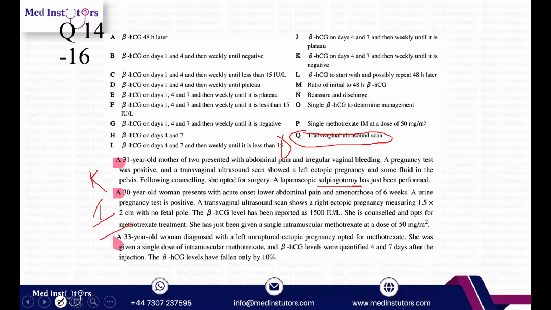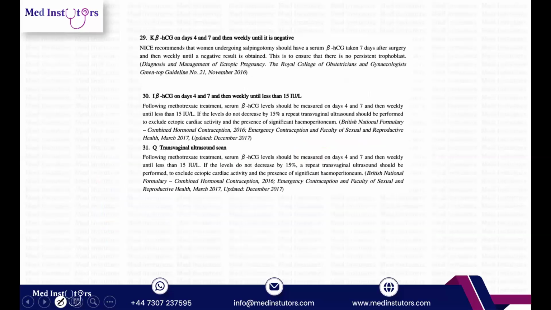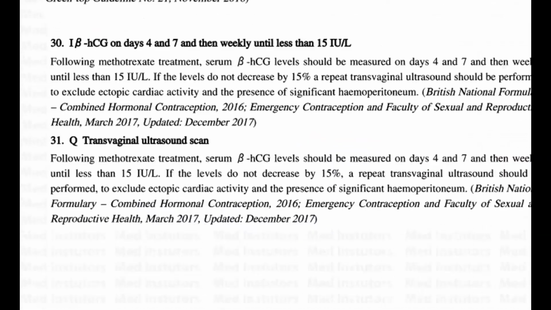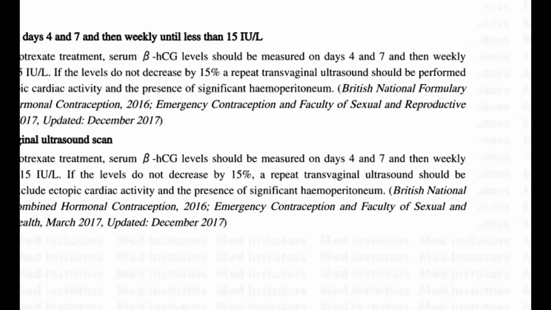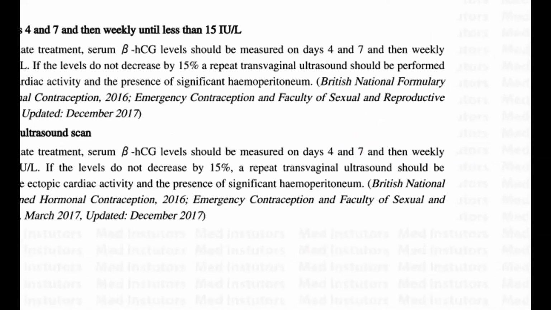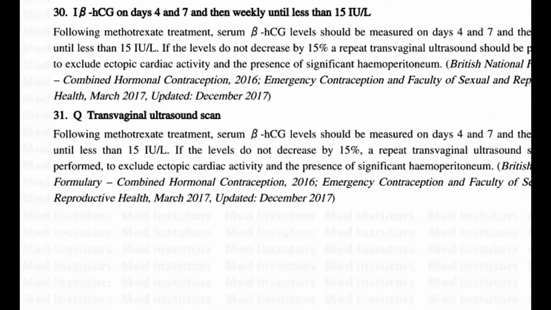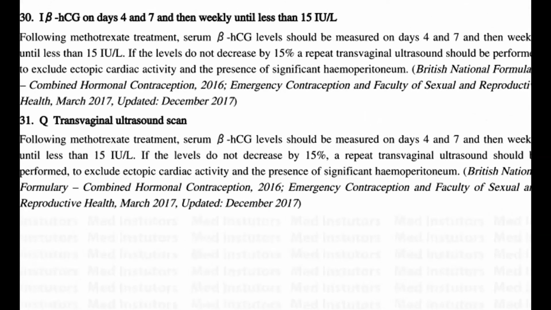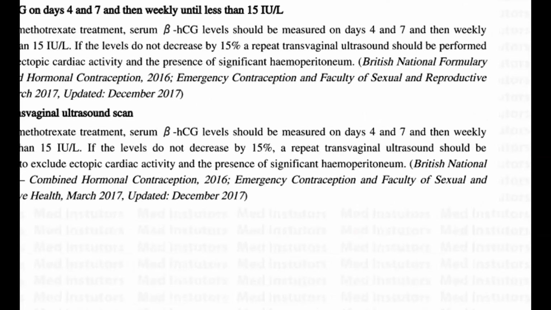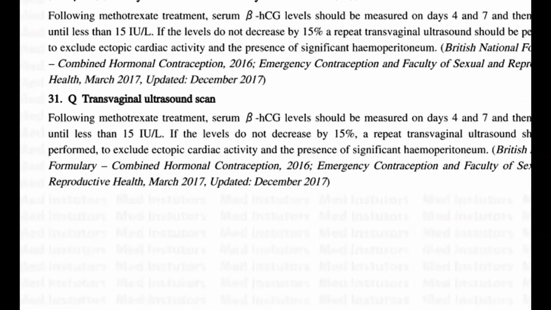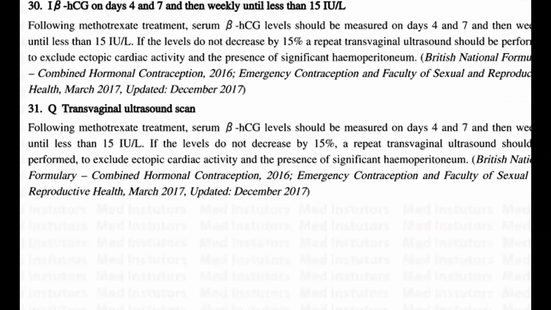Okay. I understand that. Confused between P and Q. I will clear that confusion right now. See, following methotrexate treatment, serum beta HCG level should be measured on day 4 and 7 and then weekly until less than 15 international unit per liter. Dr. Manikam, kindly note this. If levels do not decrease by 15%, a repeat TVS should be performed to exclude ectopic cardiac activity and the presence of significant hemoperitoneum. Okay.